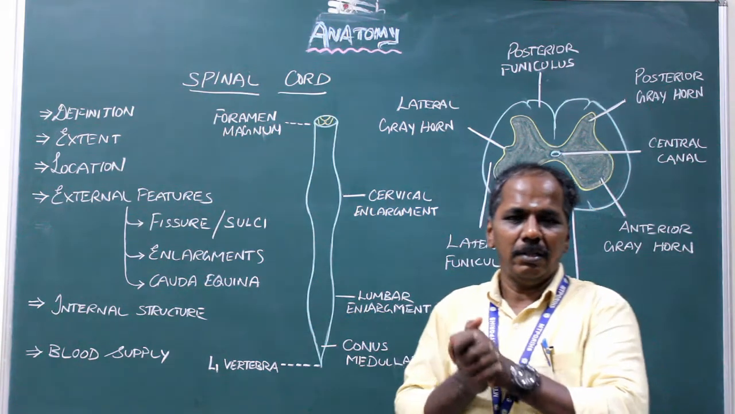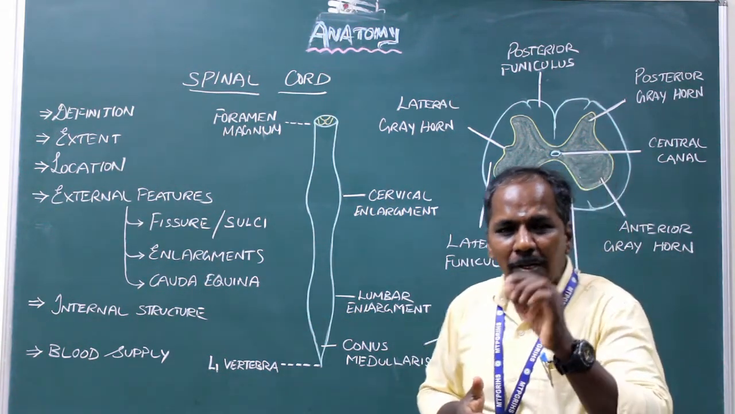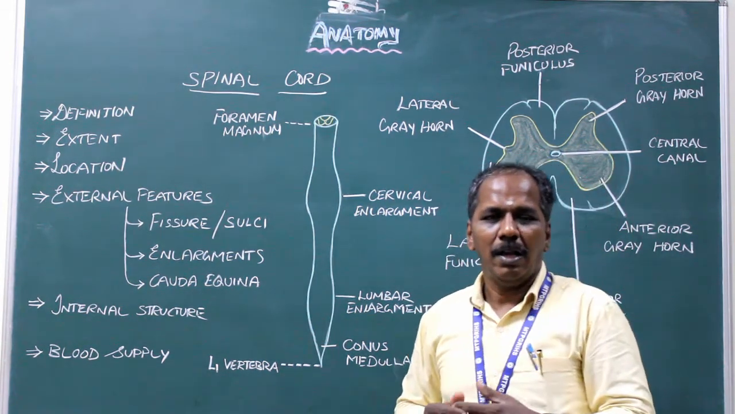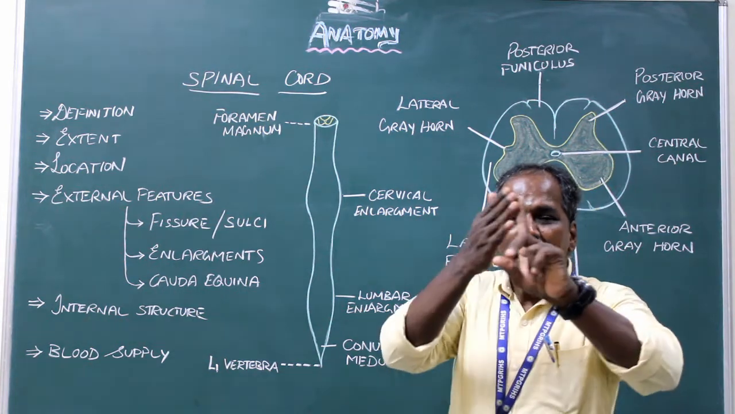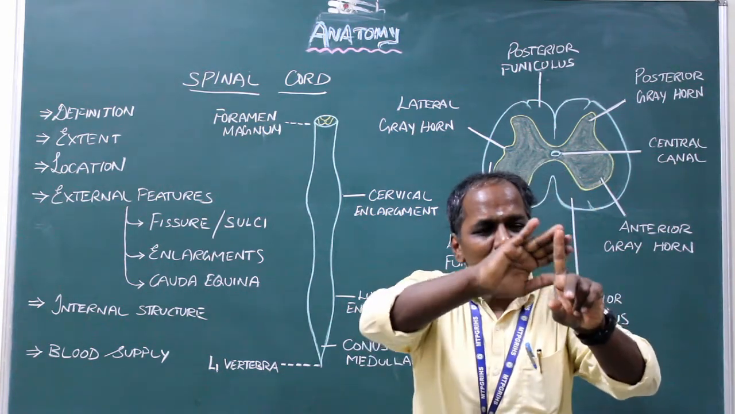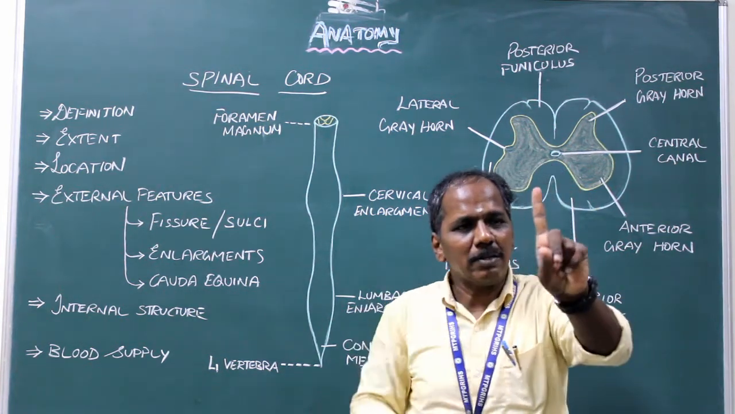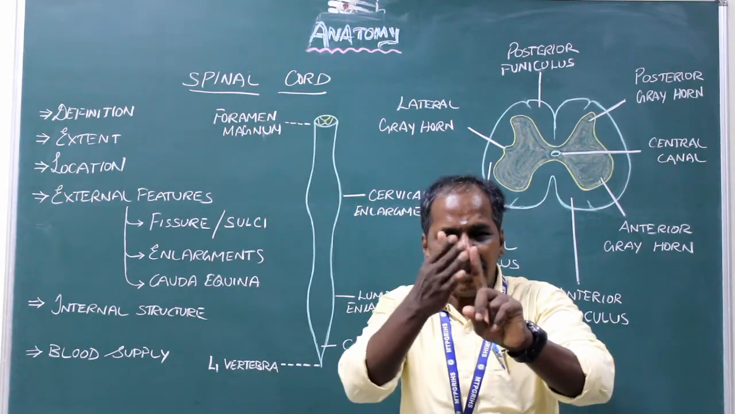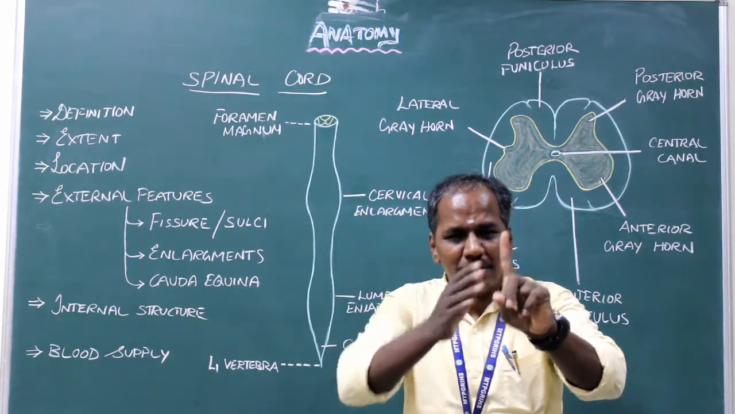Situation or location. It is situated in the vertebral canal and it is flattened anterior-posteriorly. So it resembles your index finger. Even though it is cylindrical, it is flattened anterior-posteriorly.